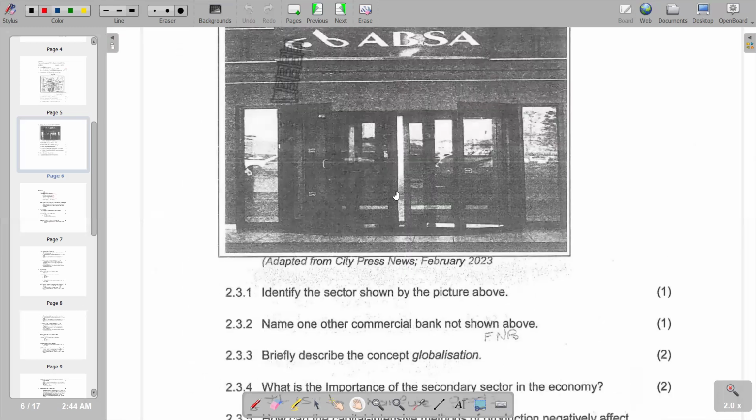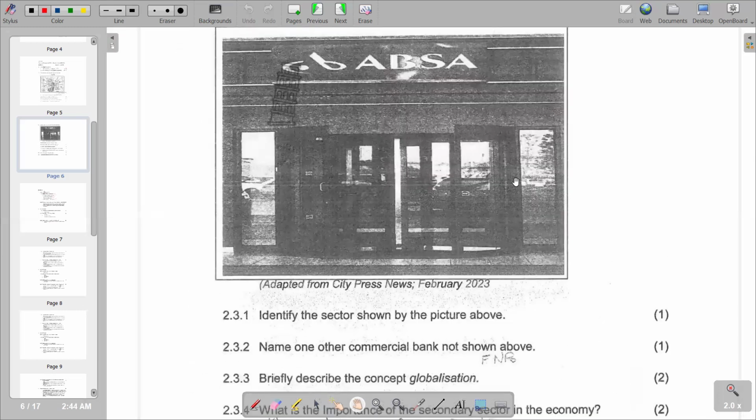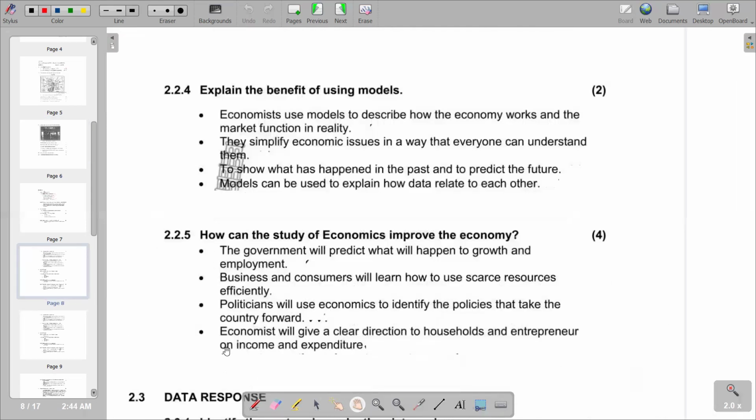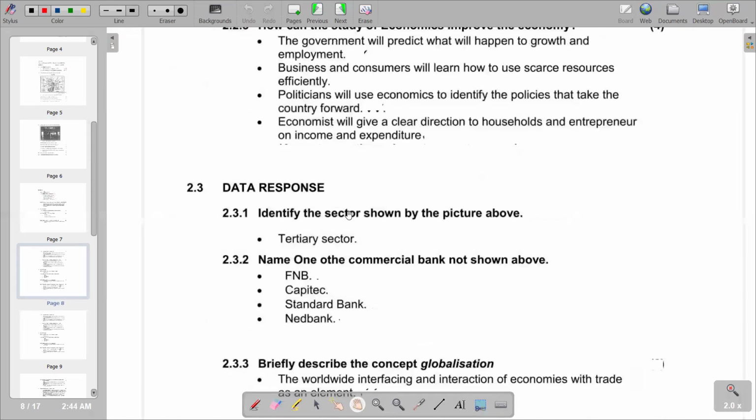So basically, we are asking in which sector do we find banks? Remember, banks offer services. They don't offer tangible products. So when we have such a scenario and we have a bank, we know that this becomes the tertiary sector. So 2.3.1, we are referring to the tertiary sector.